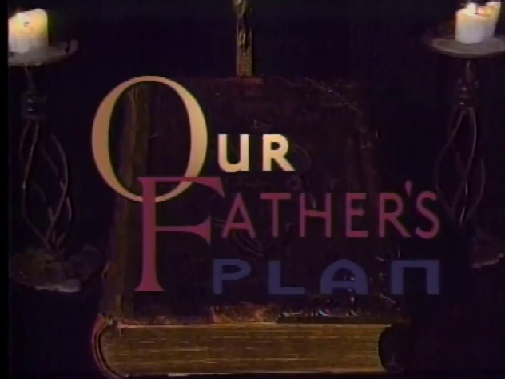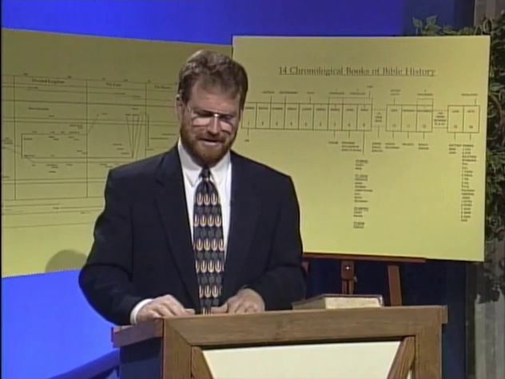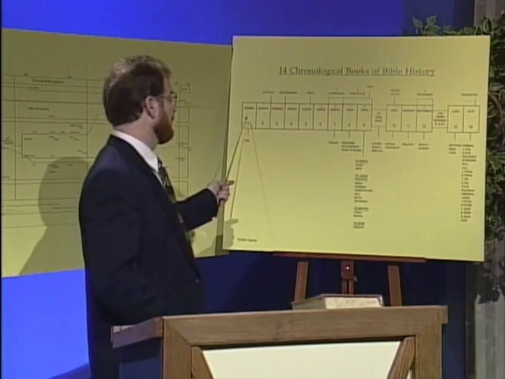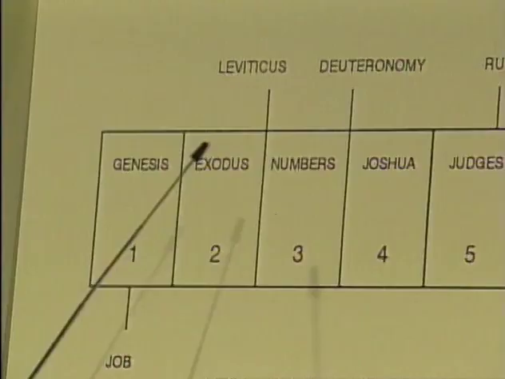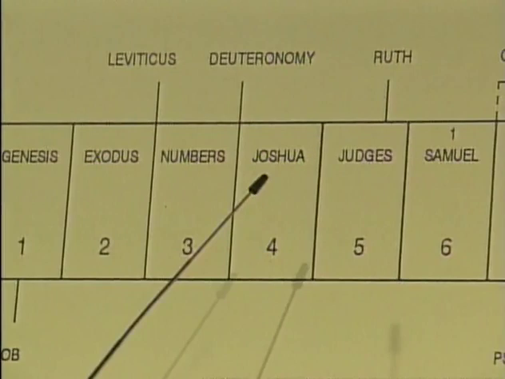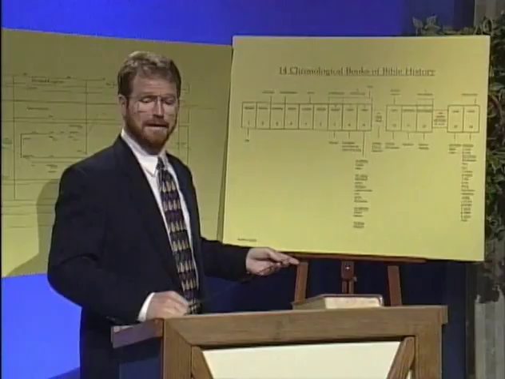Welcome back to Our Father's Plan. Reading through the scripture, we're going to be going into a couple of new books this particular program. If you look to the chart to my left, so far we have covered the book of Genesis, and we have covered the book of Exodus, and last segment we talked about the book of Numbers. Well, now we're going to get into Joshua and Judges. That's the fourth and the fifth historical book, if we want to read through the Bible in chronological order.